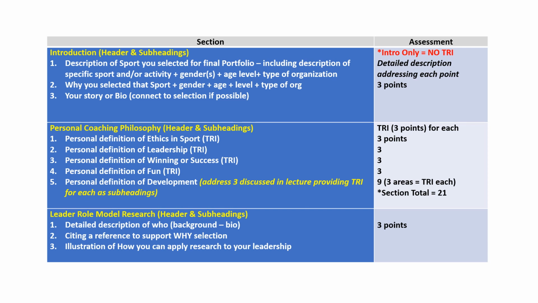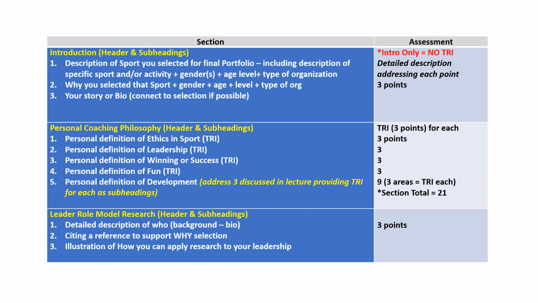For the intro here, this is not TRI, so that's the assessment on the right. As it says, you need a detailed description for each of them, addressing each of the points. So one, just describe your sport. What I want you to do is tell me right away what sport you are the head of, what you're doing, what the activity is, the genders, the age levels, and the type of organization. After that, you can give a brief description of your sport, assuming the reader has no idea or doesn't care.